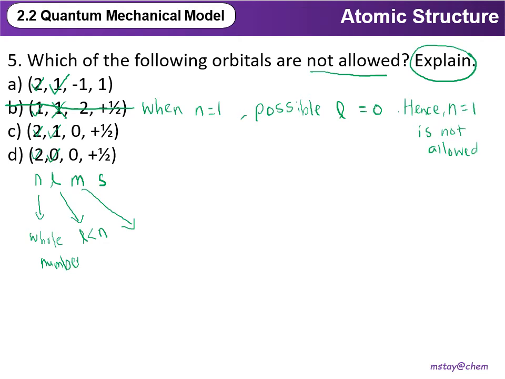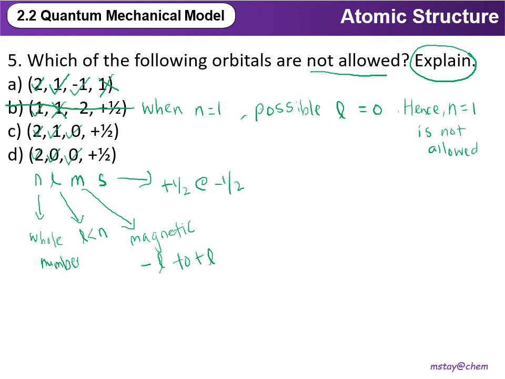Okay, the third one is the m. m is referring to the magnetic quantum number, which goes from negative l to positive l. So if l is 1, m equal to negative 1 is possible, 0 also possible, and positive 1 also possible. And then for s, we only have either positive half or negative half. So in set A, the spin quantum number here is 1. So this is not possible.